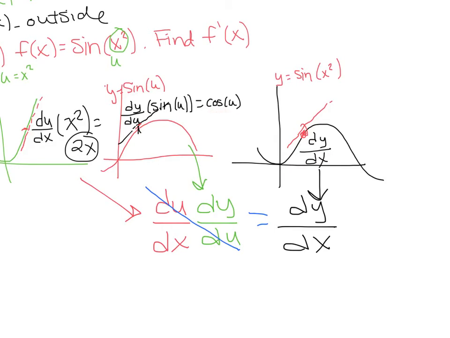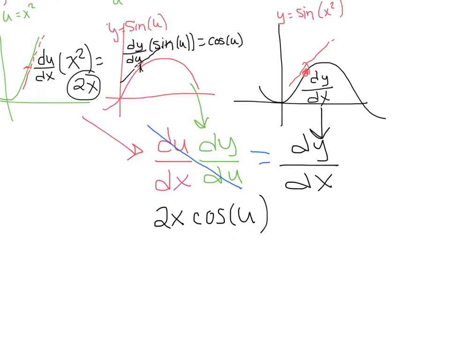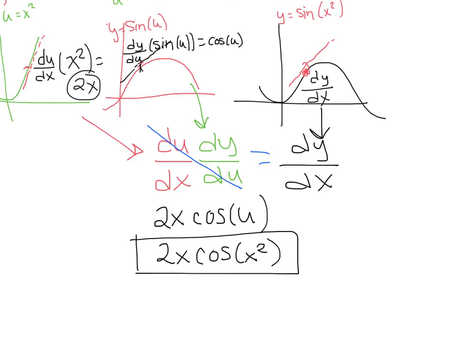So that will give me 2x times the cosine of u, okay? Because my 2x is my derivative for du dx, and cosine u is my derivative of dy du. Now, I don't want a u in my answer, so my last step is to replace u with what I originally set it equal to, which is x squared. Okay, so this is the derivative of my composite function.